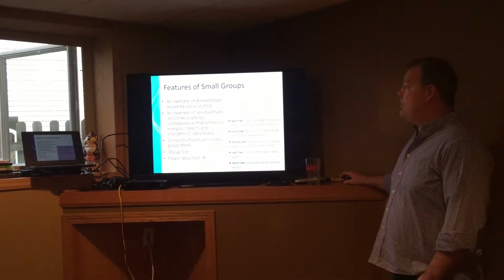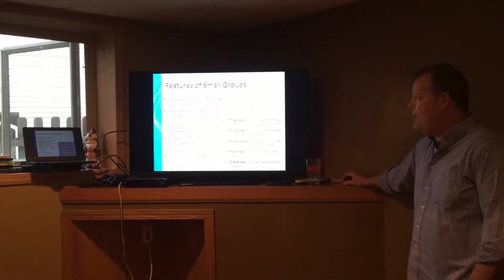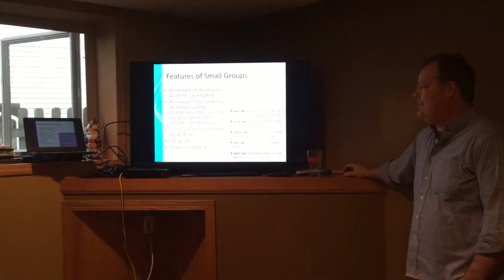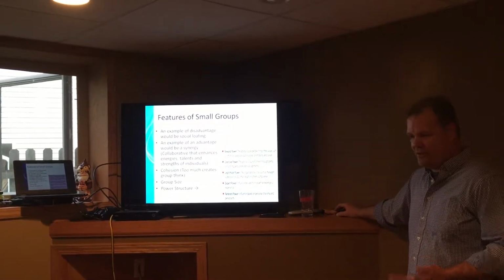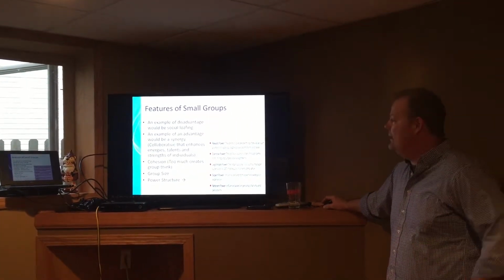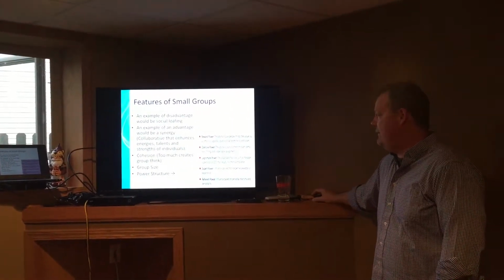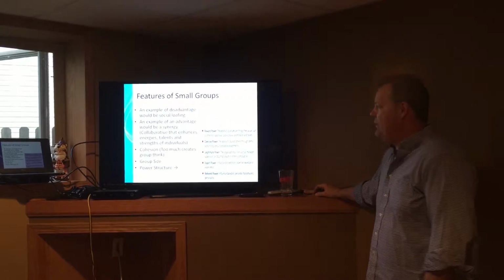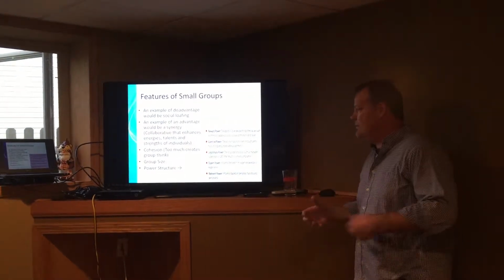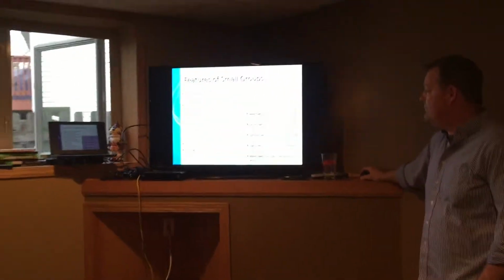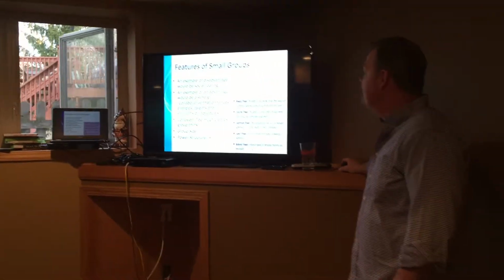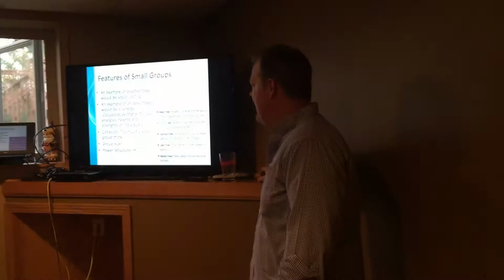An advantage of a small group would be having synergies, right? This is collaboration that enhances energies, talents, and strengths of individuals, makes them better, and so that's obviously an advantage for a team. And then with teams comes cohesion, right? So coming together to make a cohesive group. But that also could be a negative thing, right?